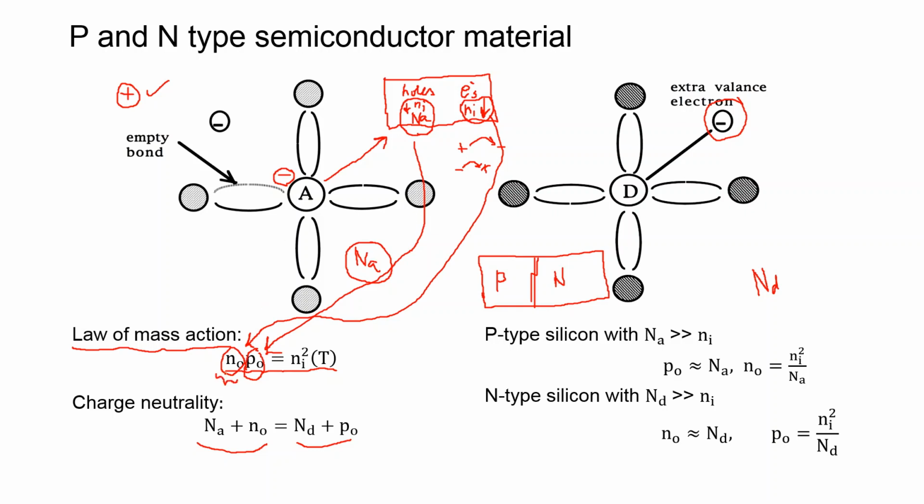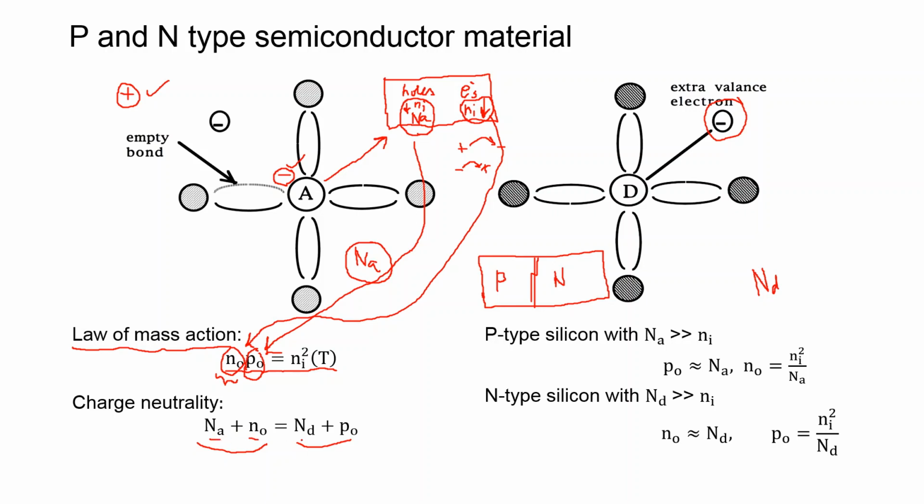These are the free electrons, and these are not mobile, so these are not free electrons. So these two are the total negative charge inside the medium. That's why it is Na plus N naught.